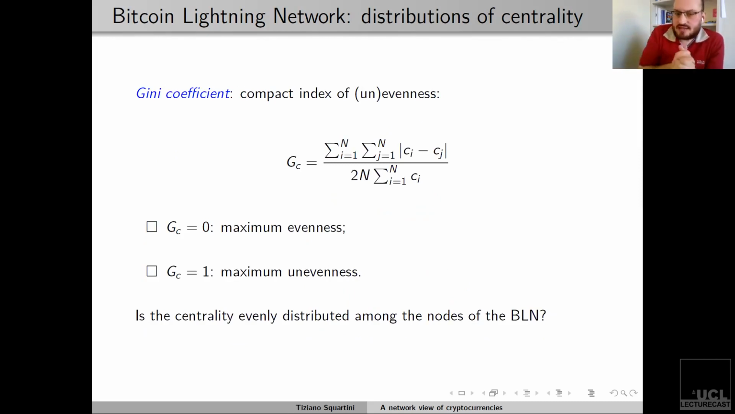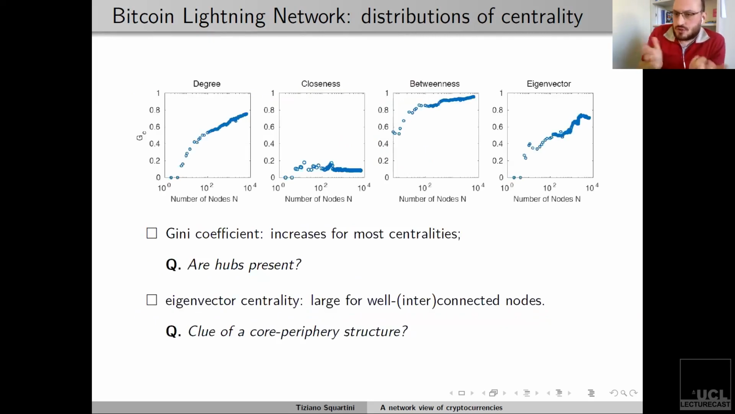So in order to understand if there is this centralization, we calculated the evolution of the Gini coefficient of these centrality measures. The Gini coefficient provides a measure of unevenness, so of uneven distribution, for example, of wealth. We again turned it into a topological index and calculated it with the centrality measures. Now, the evolution of the Gini coefficient rises.